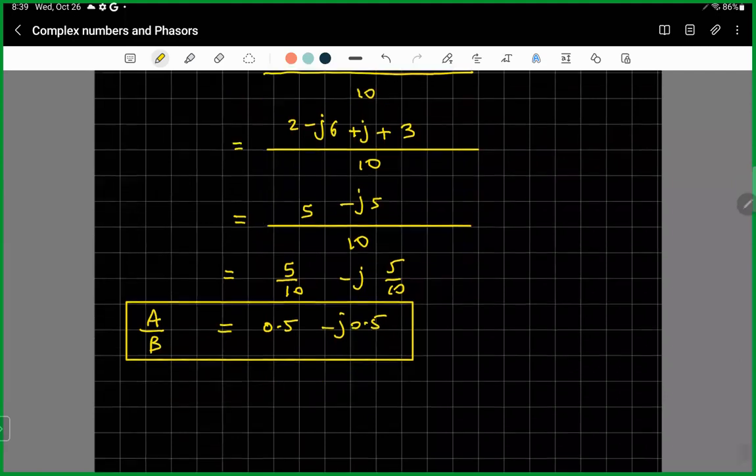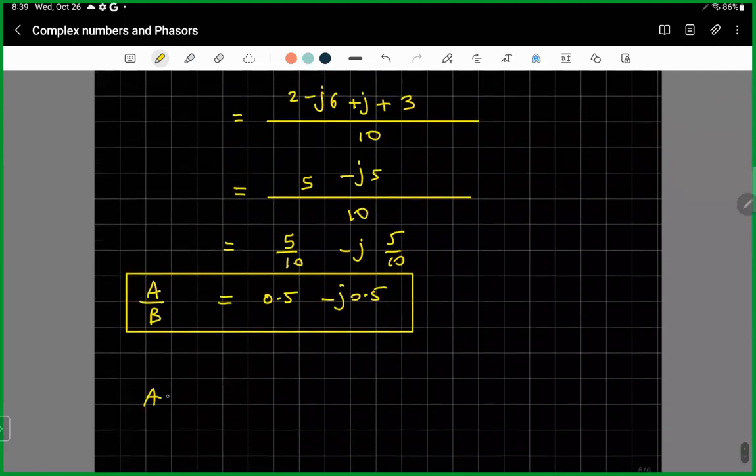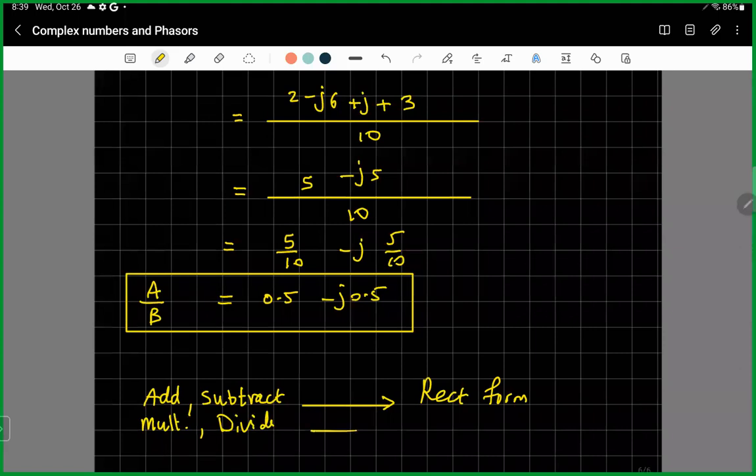Practical approach. If you want to add or subtract, my advice to you, use rectangular form. If you want to multiply or divide, don't use rectangular form, use polar. Really? Yes. Why? Because it's much easier when you multiply or divide to use the polar form.